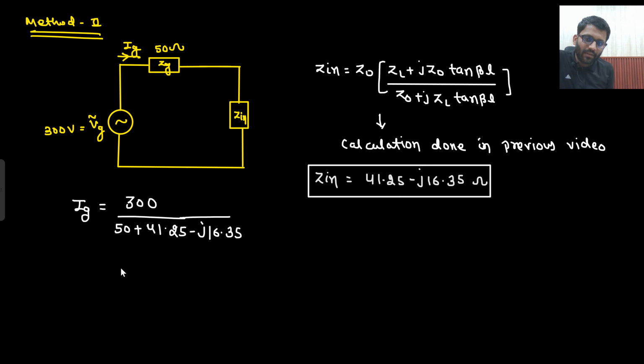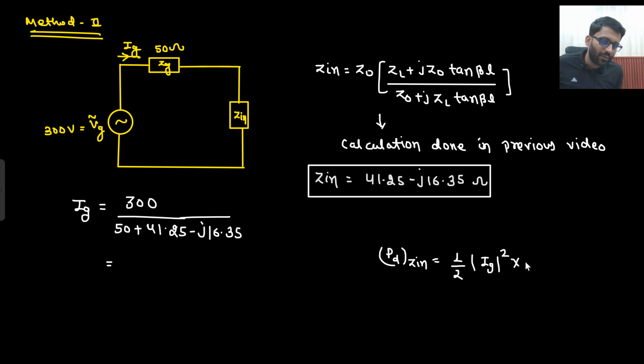16.35. Here I am not interested in the angle, I am only interested in the magnitude. Because what do I need to find? I need to find the power dissipation in Z in. And what would that be equal to? Half mod of Ig square into the real part of Z in. So half into mod of Ig square, whatever I get, and the real part of Z in is 41.25.